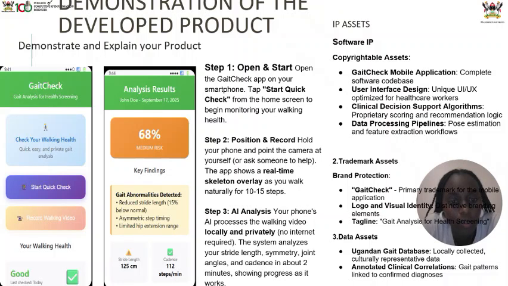Then the system will analyze your stride length, symmetry, and joint angles, and in about 2 minutes show you progress as it works. And then after, it will give you recommendations according to the abnormalities detected.